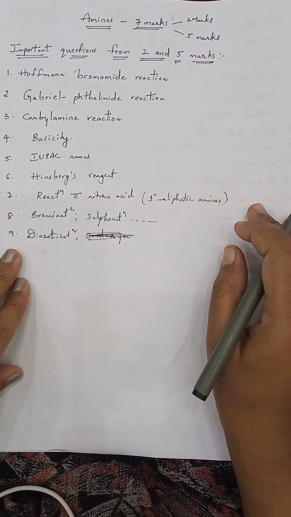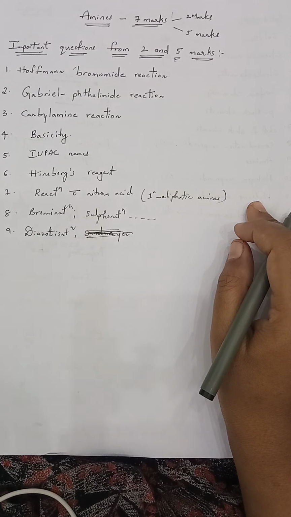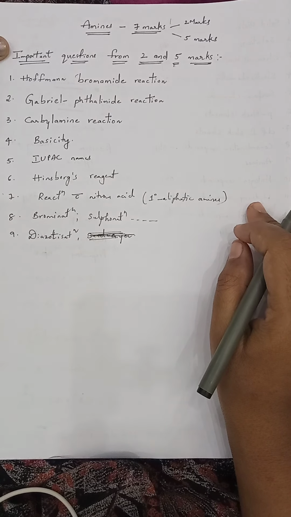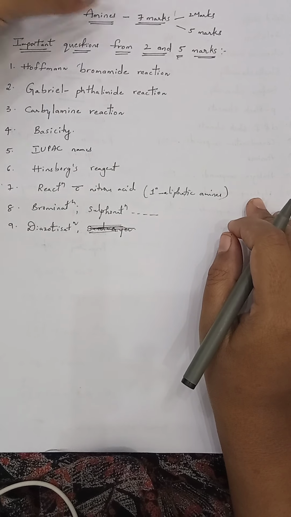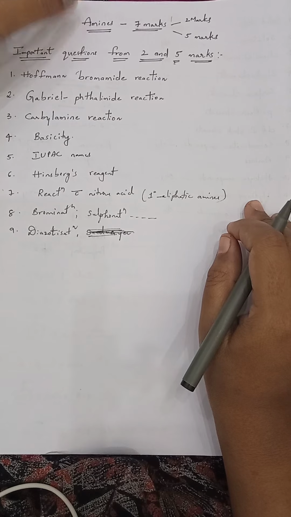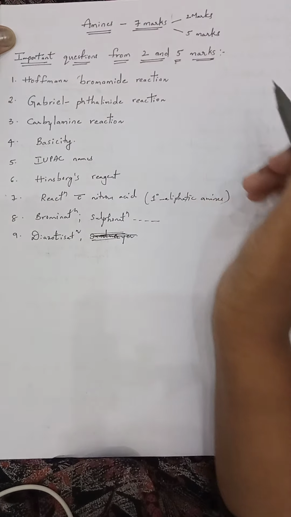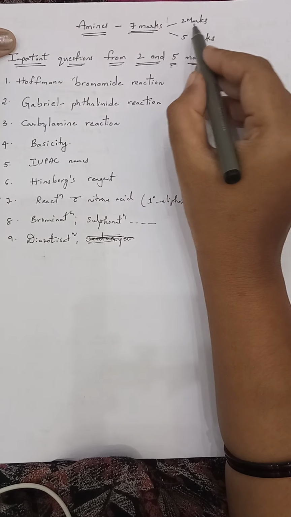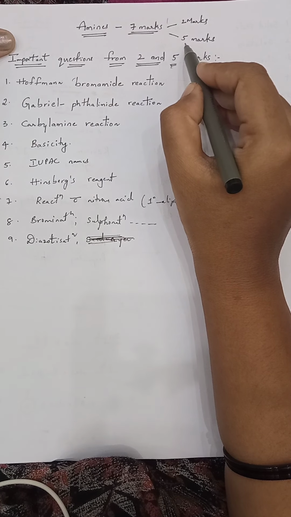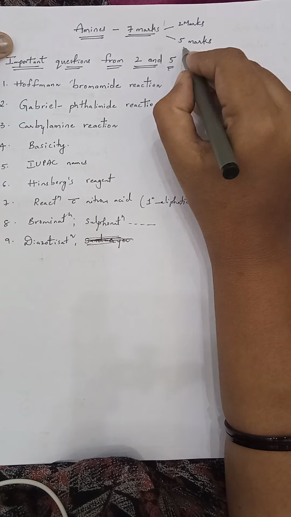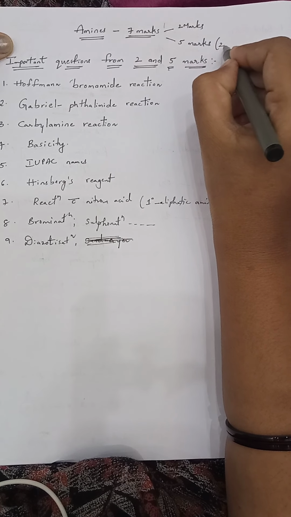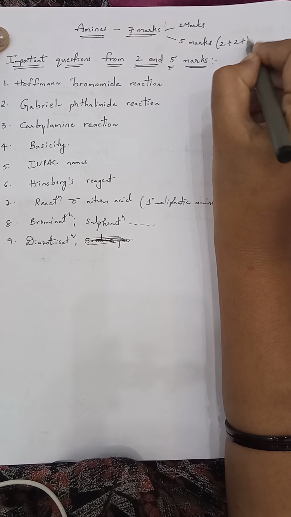Hi students, in this video I am going to give you the important concepts of the amines chapter. Amines is the smallest chapter of organic chemistry, where you will score 7 marks for this academic year. In those 7 marks you will get one 2-mark question and one 5-mark question, and there is no direct 5-mark question. You will get 2 plus 2 plus 1.